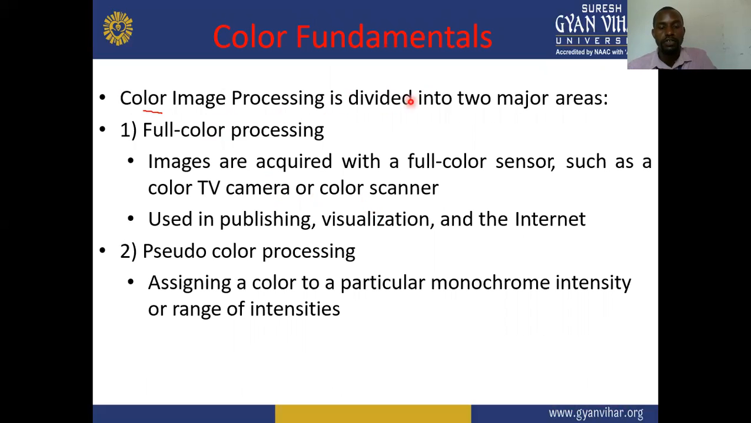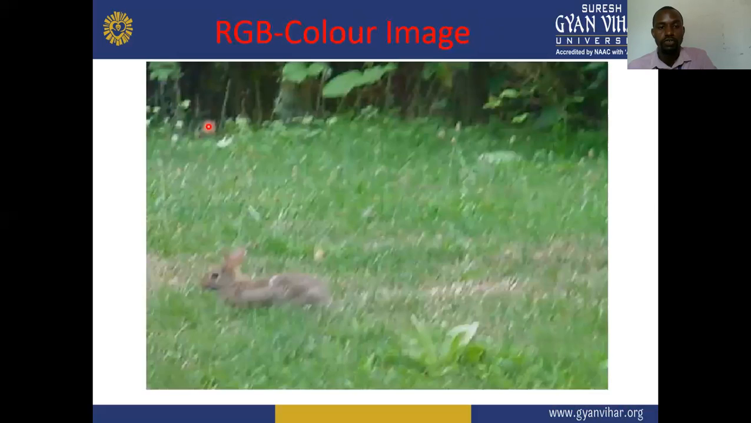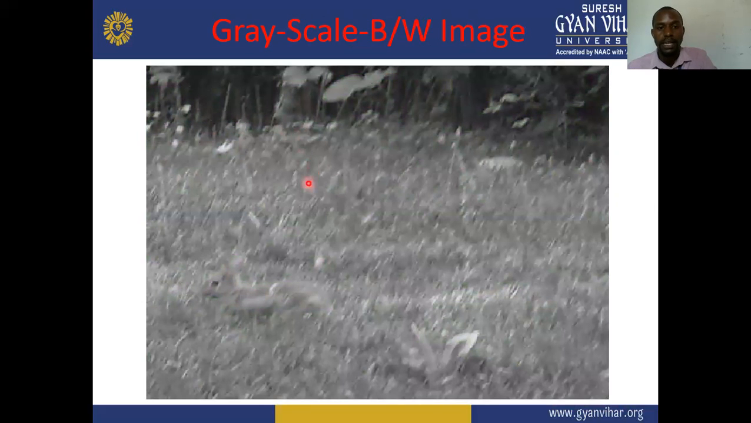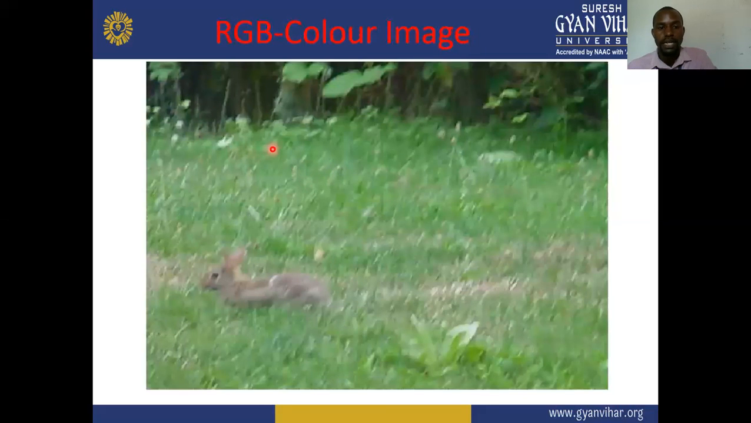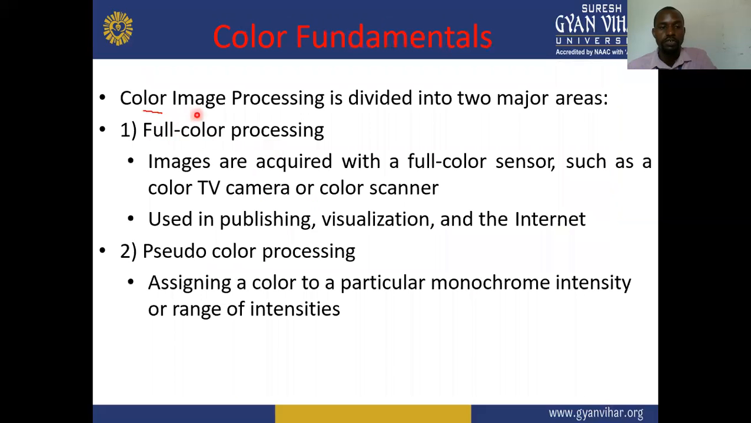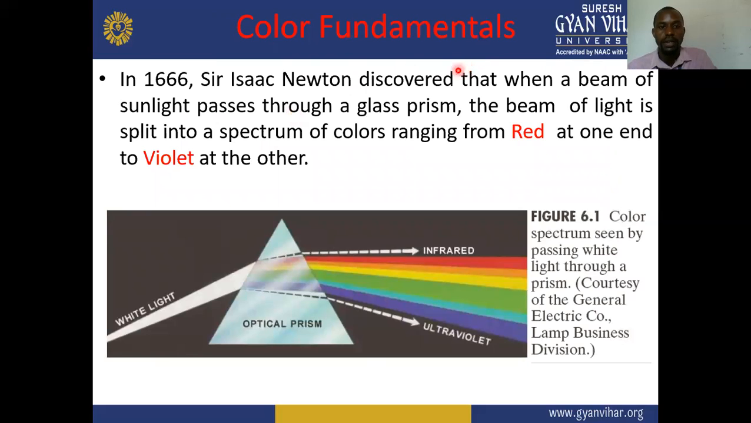So in the color fundamentals, we say that for the color image, there are two types of colors, that is the grayscale color and the RGB color. Similarly, we've mentioned that we have different colors, that is full color and the pseudo color, that are used for image processing.